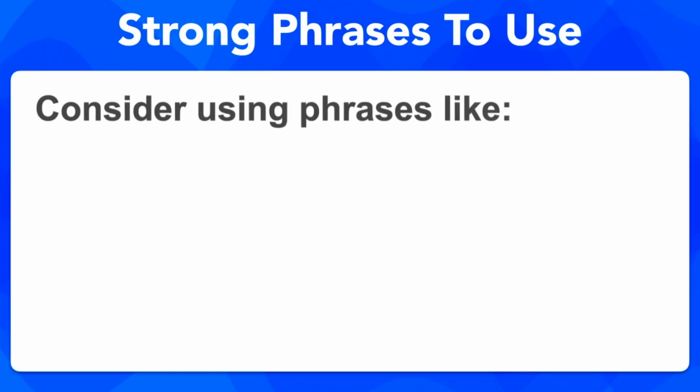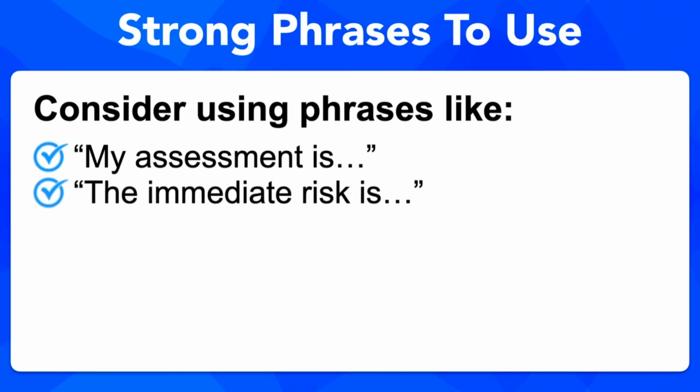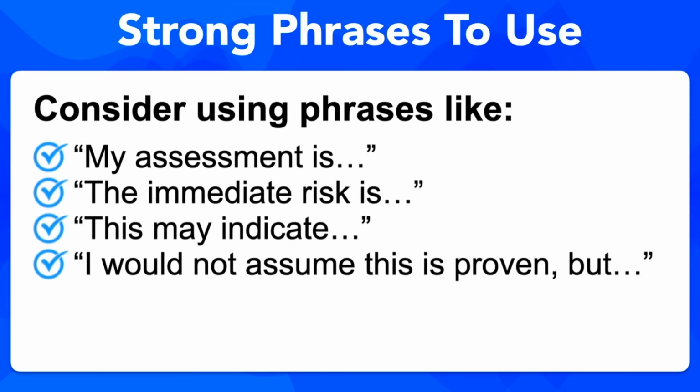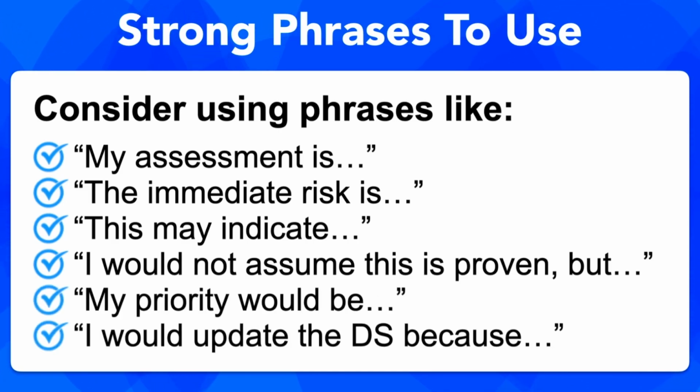Consider using phrases like, my assessment is, the immediate risk is this. This may indicate, I would not assume this is proven, but my priority would be, I would update the DS because. These phrases aren't essential, but they help you sound calm, evidence-led, and professional. Avoid jumping to conclusions, and you can identify a concern or possible link without treating it as confirmed fact.